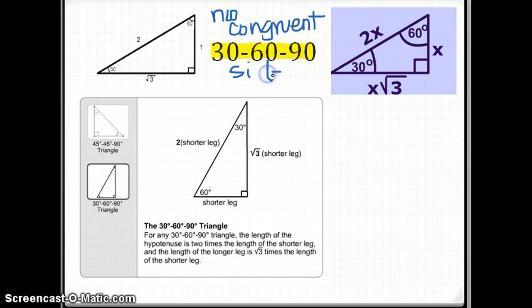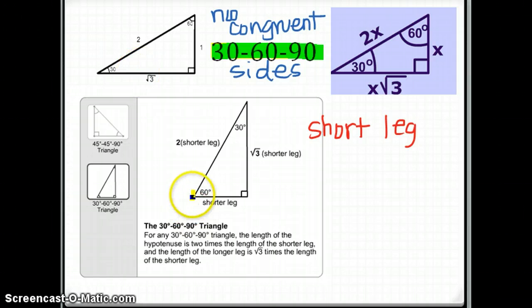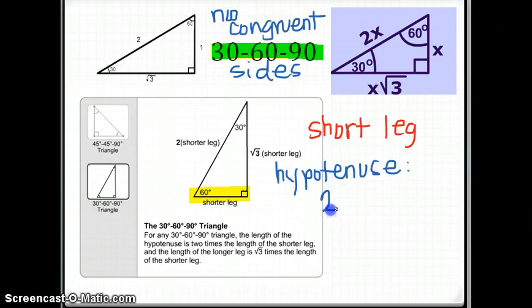And that tells us our relationship about our side measures is going to be a little bit different. What we can look at, though, is this relationship between our 30 and our 60 and our hypotenuse. So now we have three different sides. We have our short leg, and you can see that it's in yellow. So our short leg is going to have one measurement. Then we have our hypotenuse, and our hypotenuse is going to be double the length of our short leg. So it's 2 times whatever our short leg is.